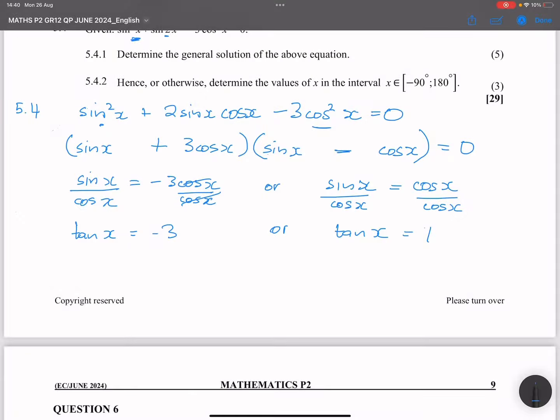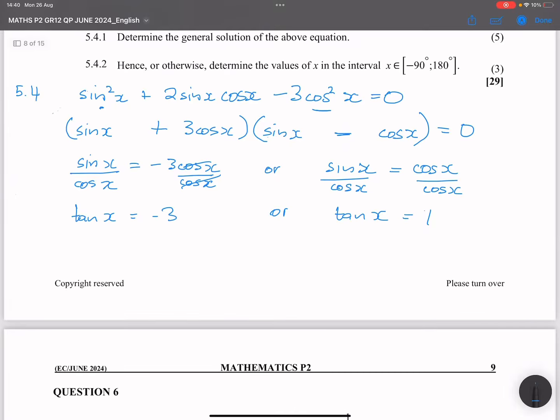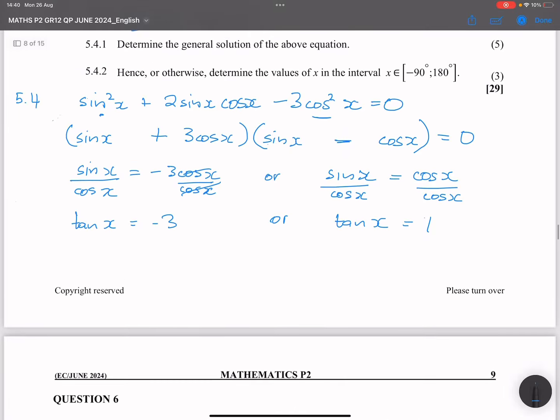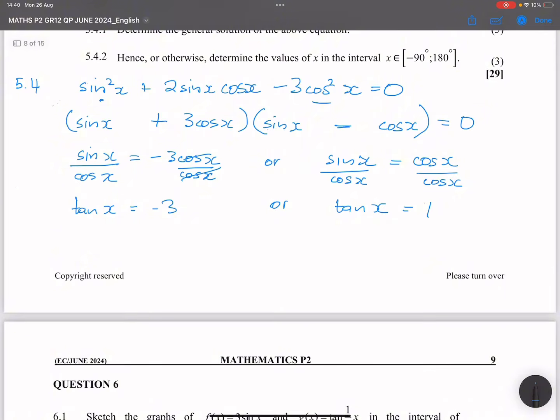Now, ladies and gents, my program is complaining now. Okay, actually my device is complaining.